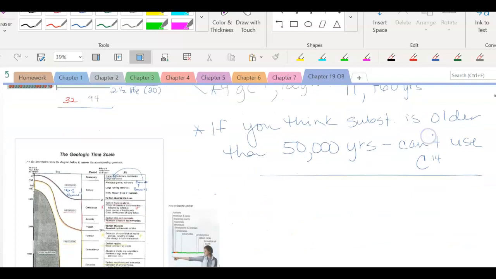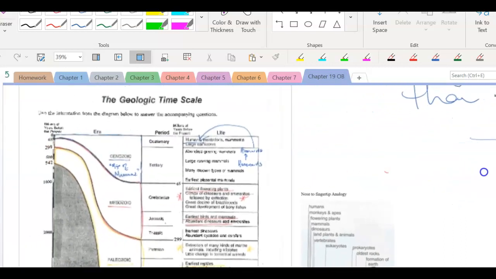And I told you one with a much longer half-life was potassium-40. That's the mother atom. It decays into argon-40, which will be the daughter atom, and that has a half-life of 1.3 billion years. And so you can use that for testing really old things, things that are much older than 50,000 years. So that's what led us to the geologic timescale.